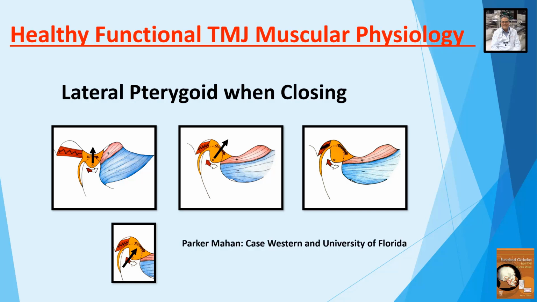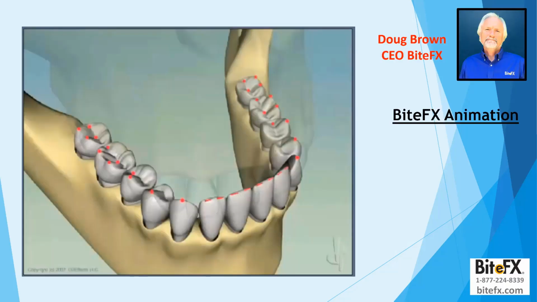How do we know that? A gentleman named Parker Mahan, a researcher who was at Case Western and University of Florida, did research with little probes in the muscle, and he used dental students to record this physiologic complexity.